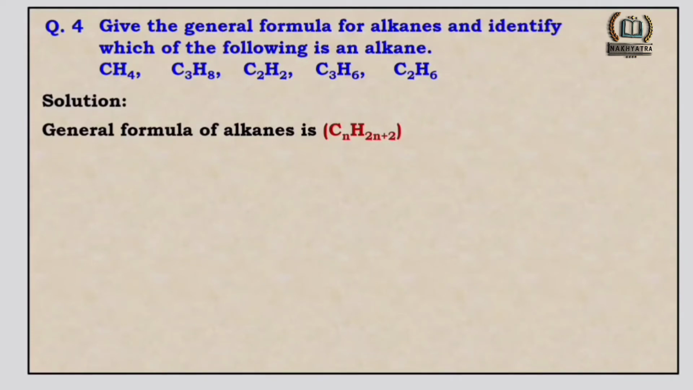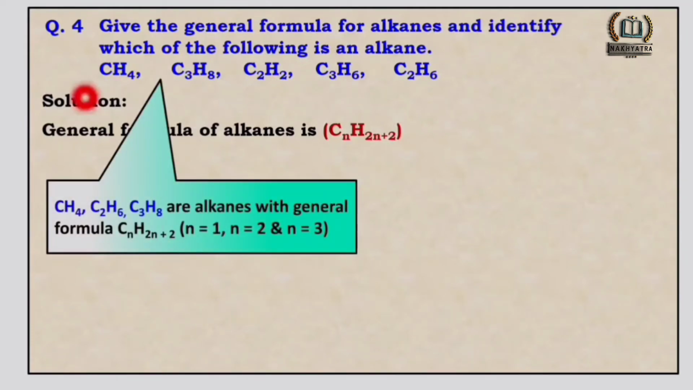This is very easy. So see, these are CH4 and C2H6, this one, and C3H8, and C2H6 and CH4. These are your alkanes with general formula CnH2n+2, where n equal to 1, n equal to 2 and n equal to 3. Now put the values for n in this formula, we will get CH4, C2H6 and C3H8.